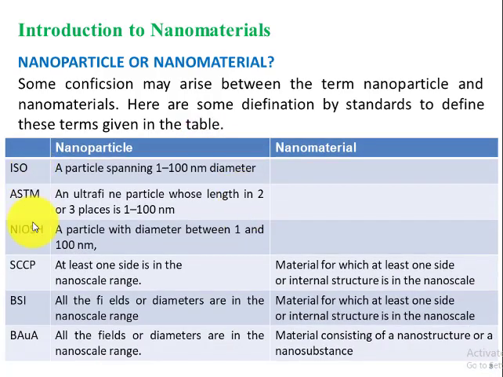These are the organizations just like ISO, International Standard Organization, ASTM, NIOSH, SCCP, and some others. These are the definitions according to these organizations. We can see for a nanoparticle, according to ISO, a particle spanning 1 to 100 nanometer diameter, an ultrafine particle whose length in 2 or 3 places is in 1 to 100 nanometer.